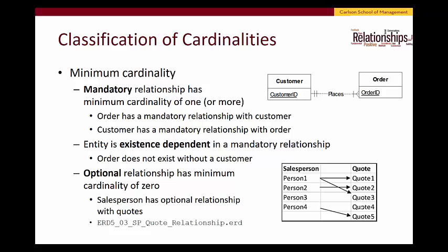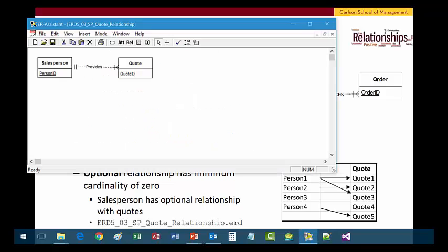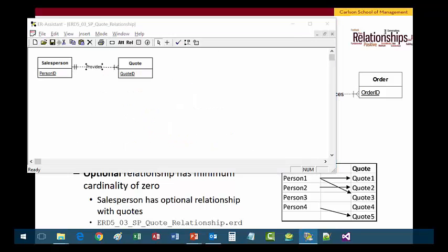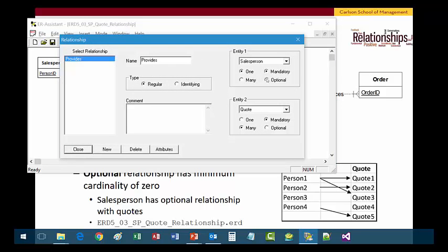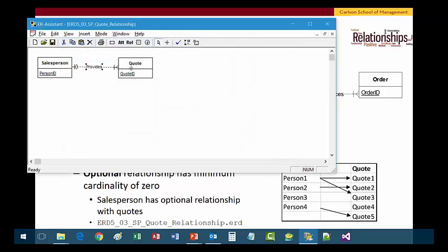Okay, so first, because we know that the salesperson is not required for the quote, let's parse this out. The salesperson is not required for the quote. The salesperson is optional. Okay, so the quote can be generated or provided by, I should say, 0 or 1 salesperson. Okay, because the quote is not required for the salesperson. In other words, a salesperson can provide 0 or many quotes.